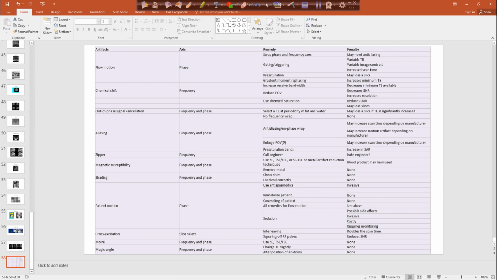Do you guys have any questions? Are there any questions about your chart? And once again, feel free to take this to clinic, because it'll come in handy if you have an artifact and you need to quickly reference how to get rid of it.